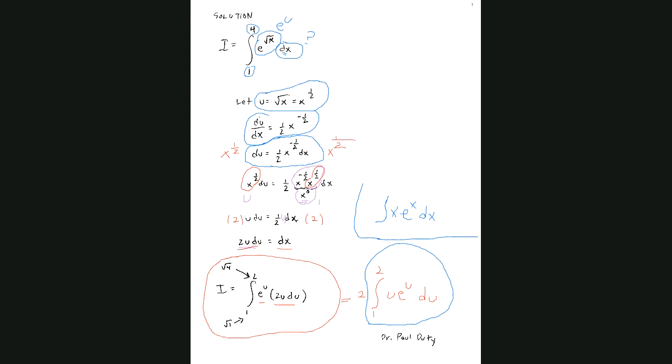Okay, so we have 2 times the integral from 1 to 2 of u times e to the u du. Well, the variable's different, but the concept's the same. We can use integration by parts to integrate that, and so that's what we're going to do. I'll move to the next page then, if we're good.